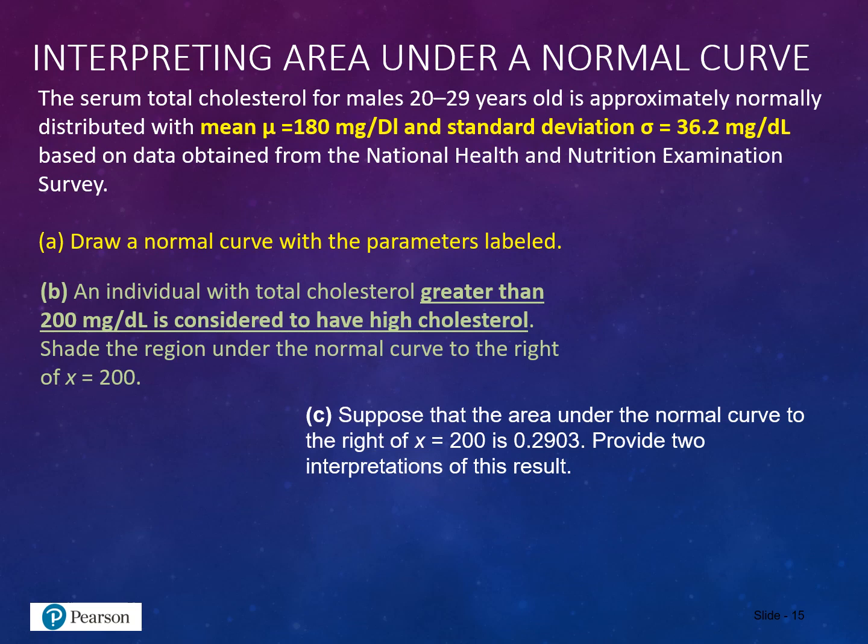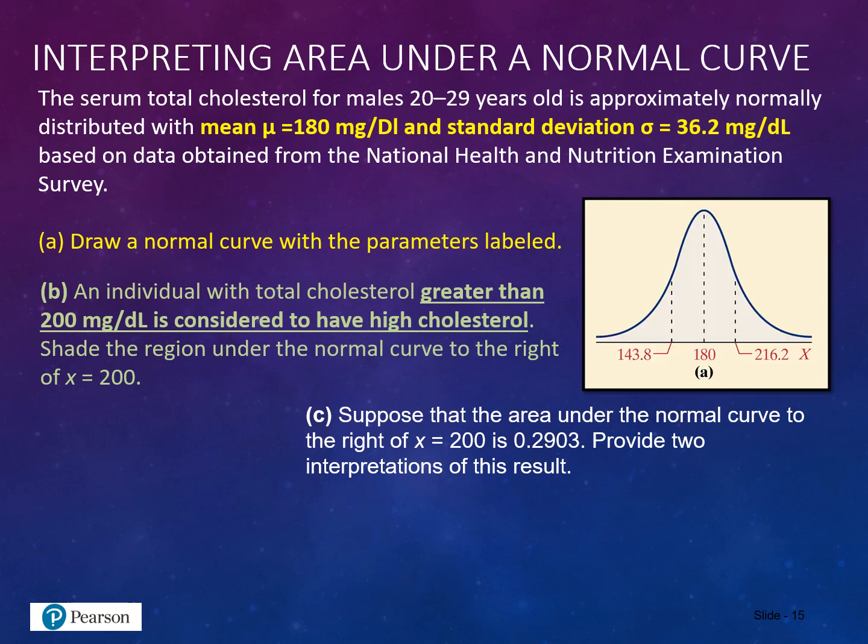Interpreting area under a normal curve. So the serum total cholesterol for males 20 to 29 years old is approximately normally distributed, with the mean mu equals 180 milligrams and standard deviation equals 36.2, based on data from the National Health and Nutrition Examination Survey. So the first thing we want to do is to draw a normal curve with the parameters labeled. So again, we know that the mean is 180, okay?